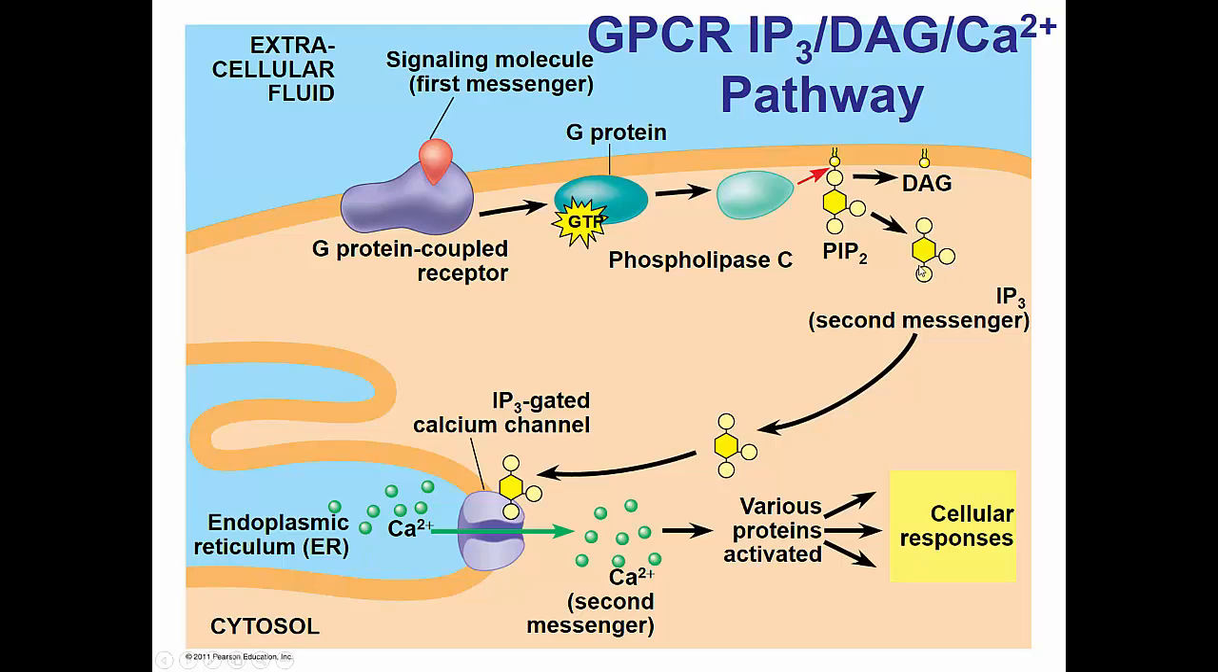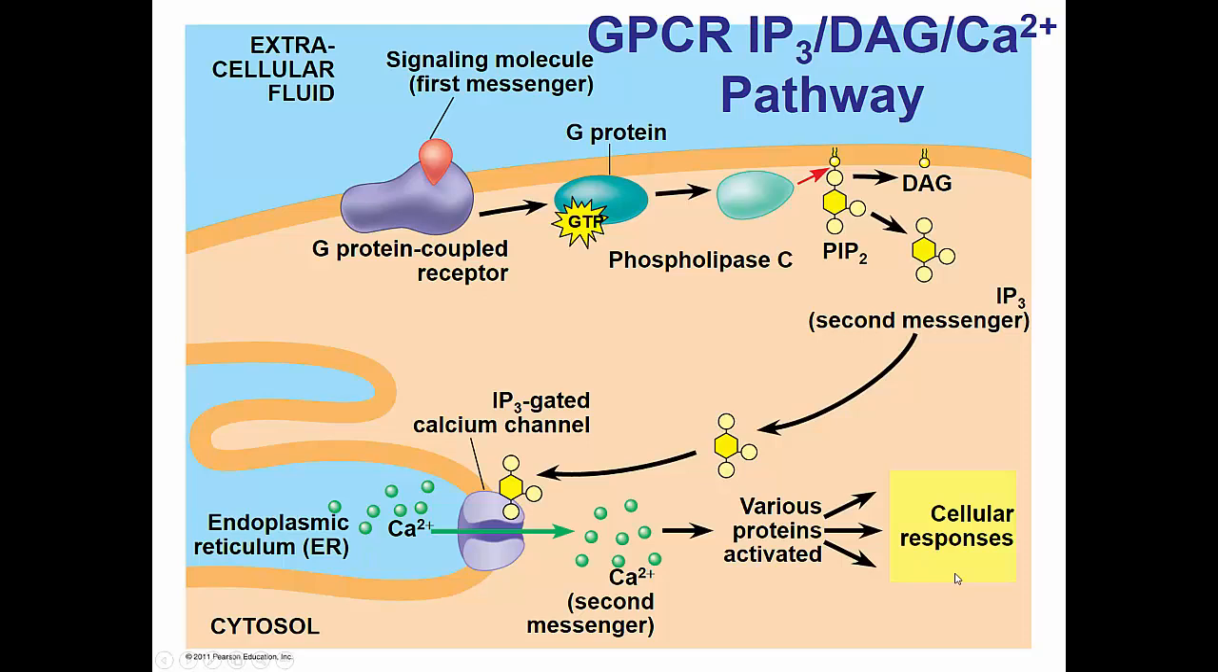here IP3, when it's released into the cytoplasm, can bind a calcium channel in the ER and cause it to open. So this is an IP3 gated calcium channel, meaning that it has a gate that opens and closes to allow calcium out of the ER, and when IP3 binds, that gate opens, allowing calcium to flow into the cytoplasm. Then calcium can activate a number of proteins that can lead to cellular responses like controlling blood pressure.